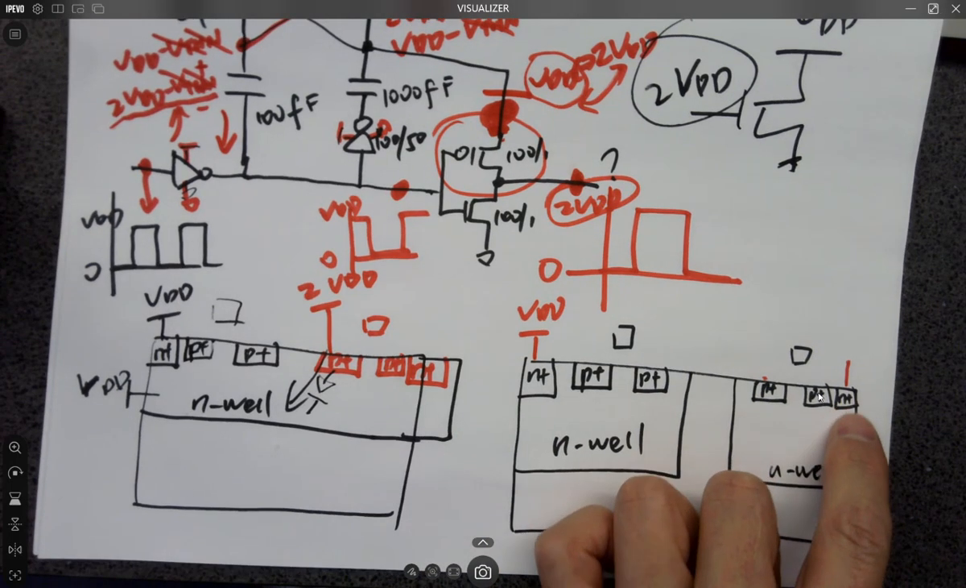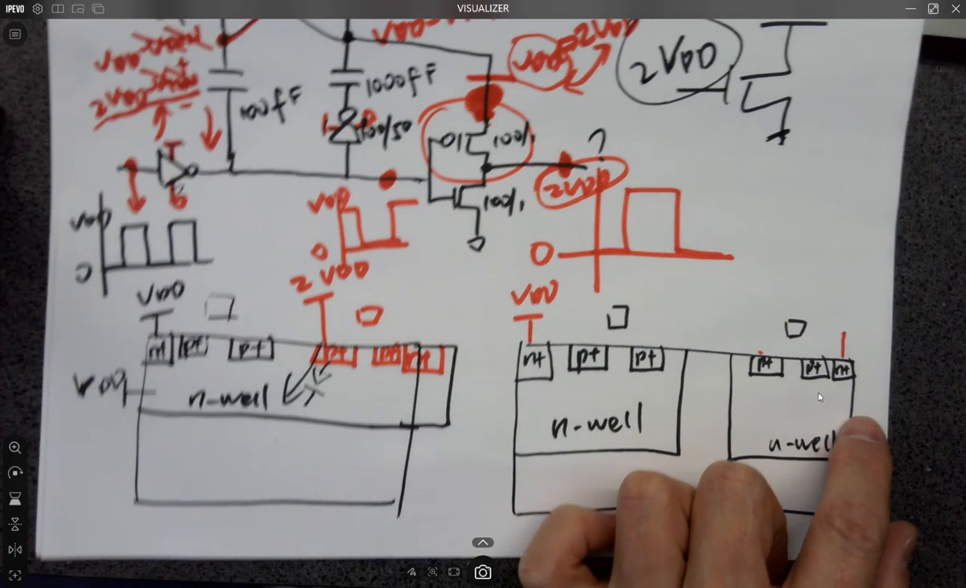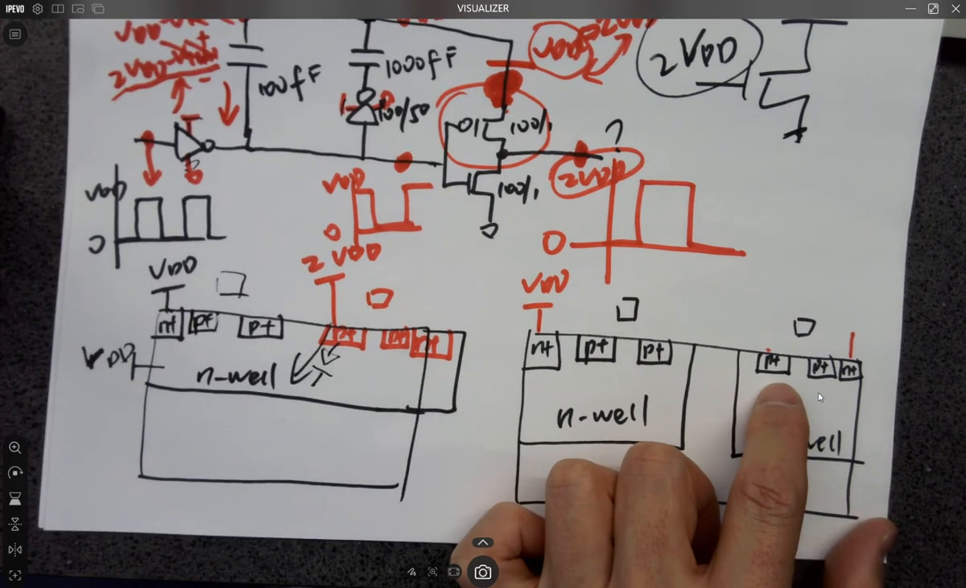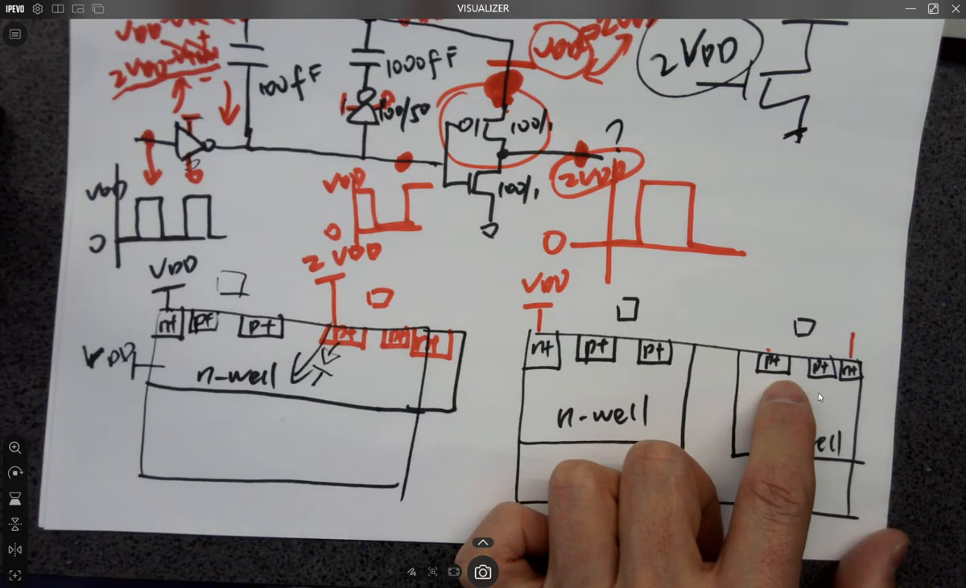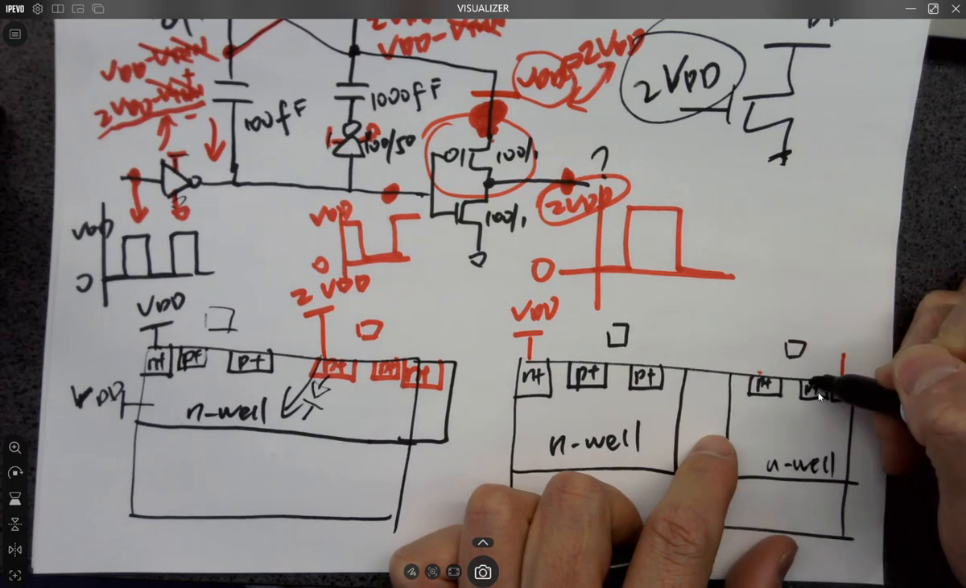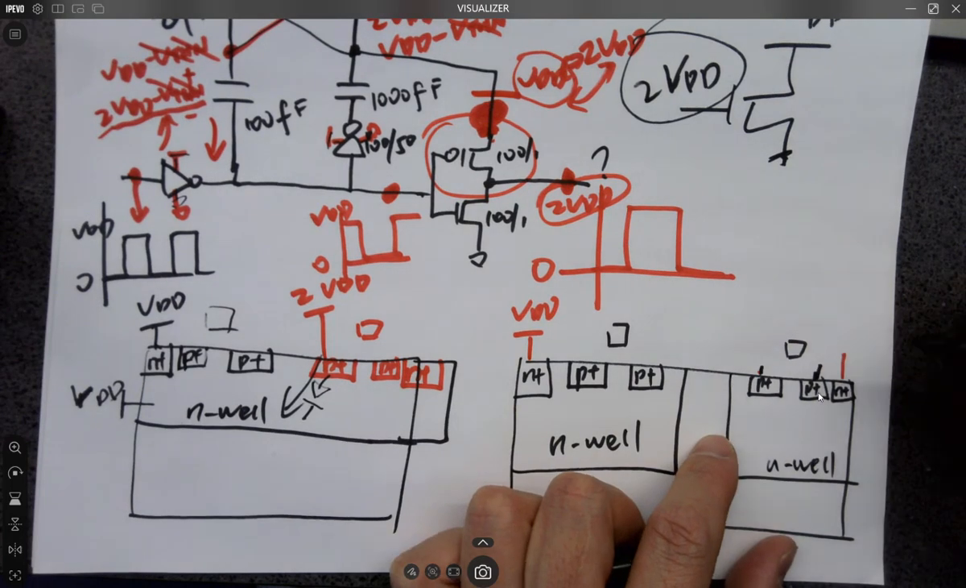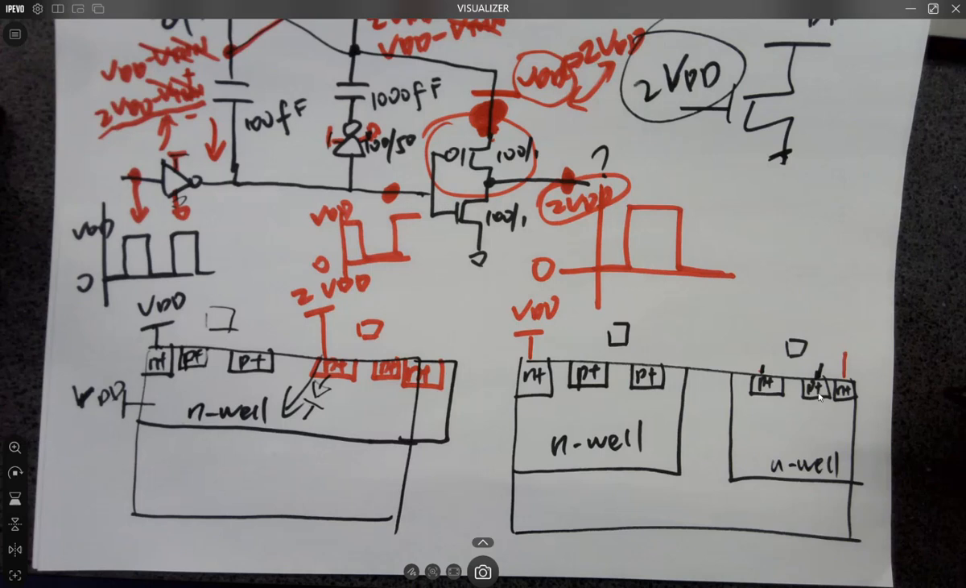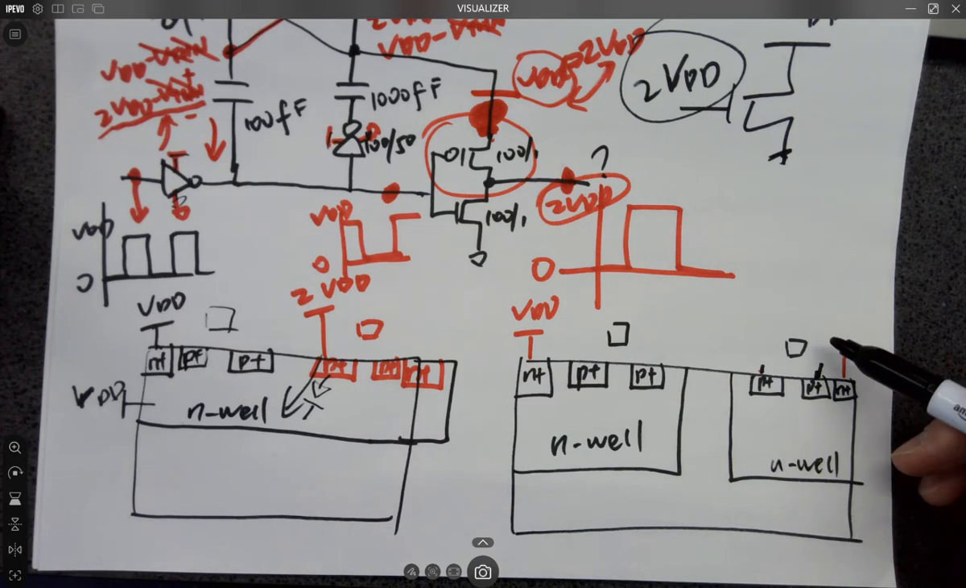Where should I short this N-well to? N-well is the body of the PMOS, right? Now this one, we know that these sources are sometimes getting to like 2 VDDs. It's a problem. So where should I short this N+ to avoid any forward biasing undesired PN junctions? 2 VDD? But where's 2 VDD?